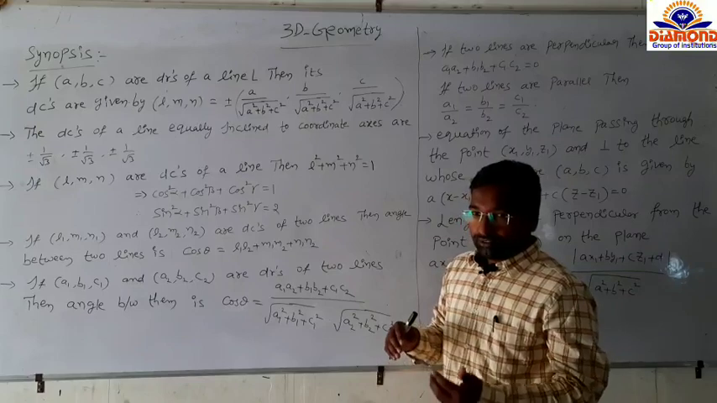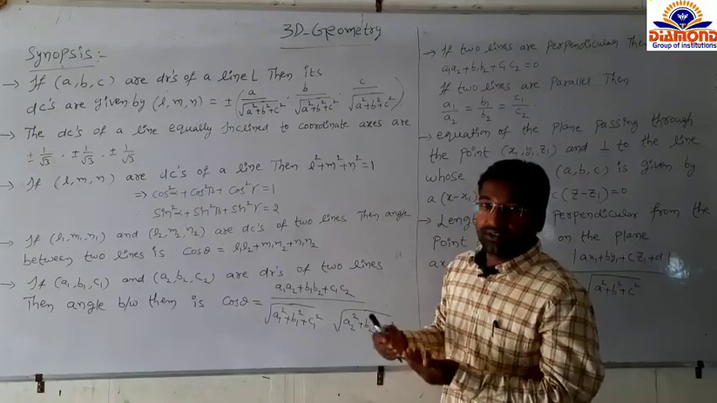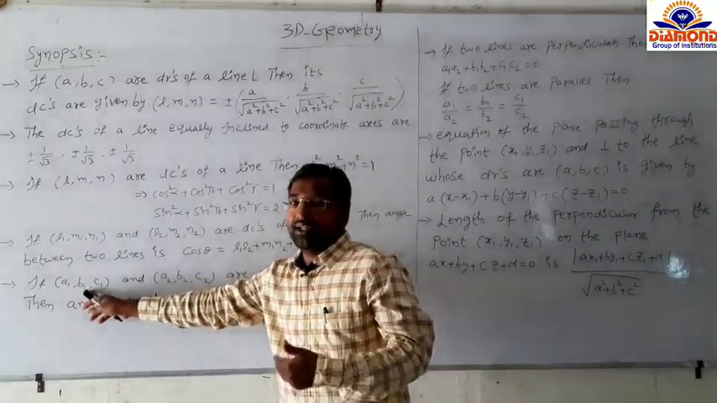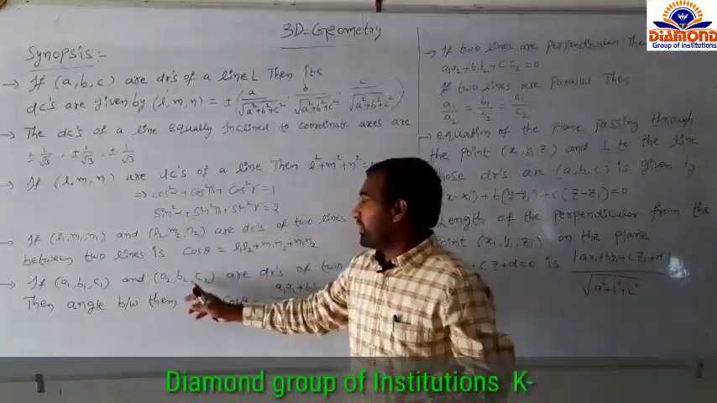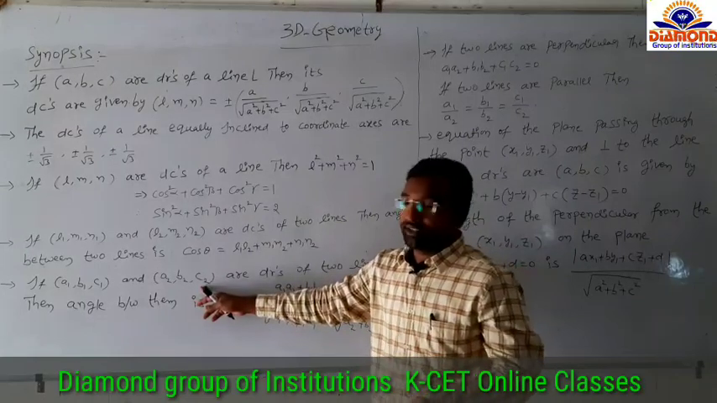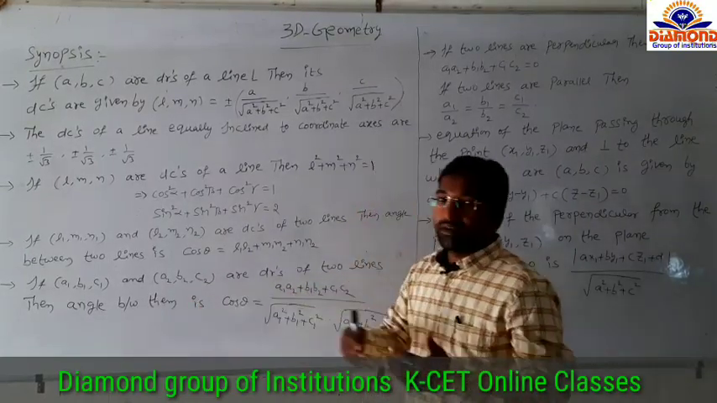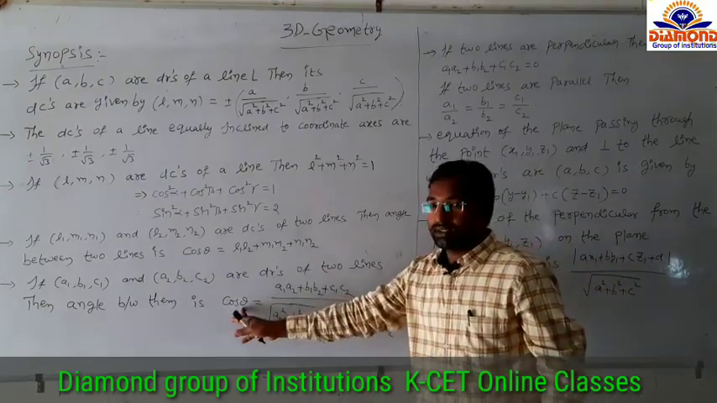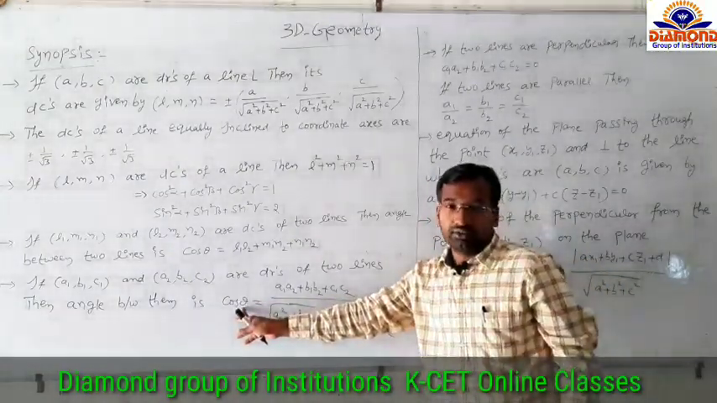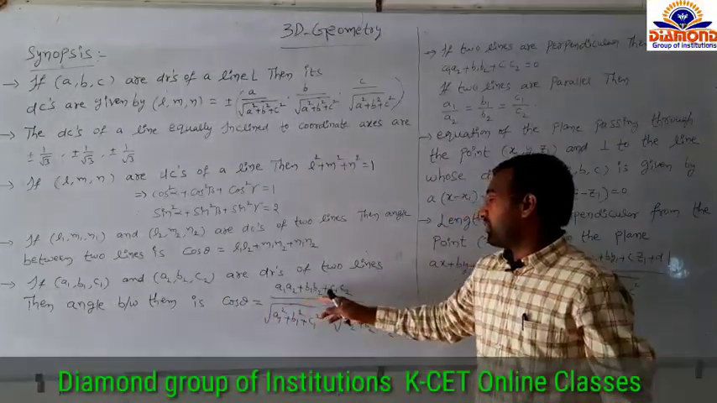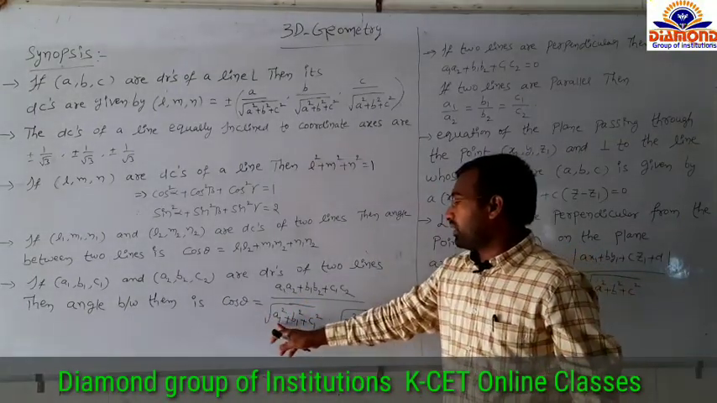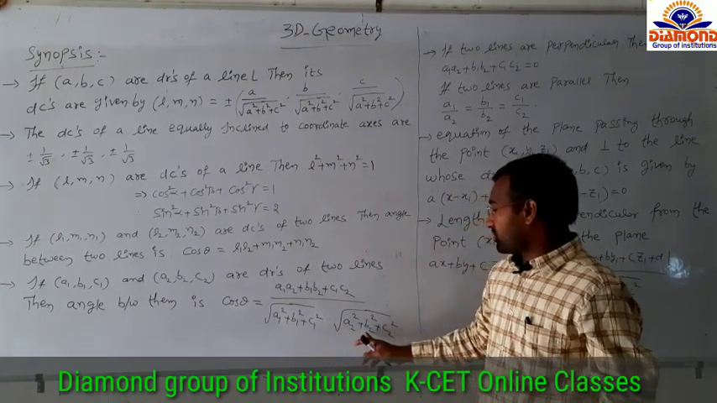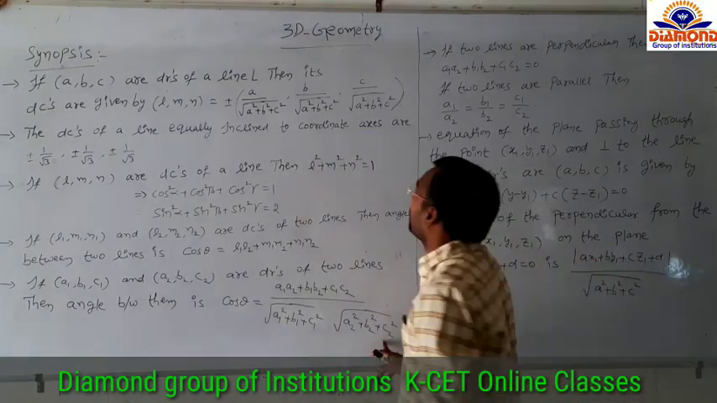Similarly, if direction ratios are given, A1, B1, C1 represent the first line's direction ratios and A2, B2, C2 represent the second line's direction ratios. At that time the angle between two lines is cos theta equal to A1 A2 plus B1 B2 plus C1 C2 by root over A1 square plus B1 square plus C1 square into root over A2 square plus B2 square plus C2 square.